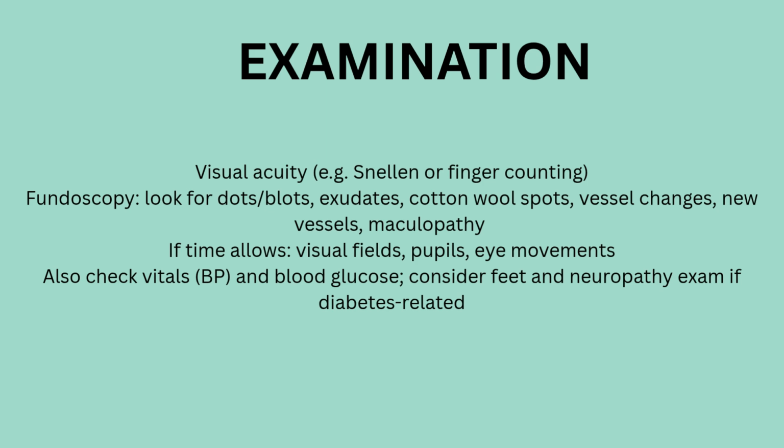For fundoscopy, you should be able to differentiate between dot and blot hemorrhages, exudates, cotton wool spots, and the macula. You can look up images online for practice. And visual fields where applicable. For example, if the patient mentions bitemporal hemianopia, maybe bumping into things, getting into accidents, you need to check the pupils and eye movements. If the patient is diabetic or hypertensive, always offer to check the blood pressure, a urine dipstick for glycosuria, and offer the sensory examination of the lower limbs if the patient has diabetes.